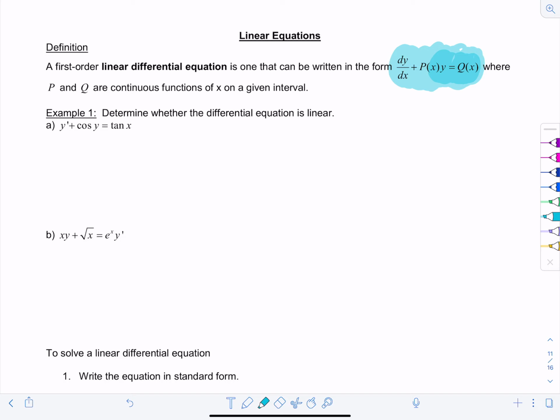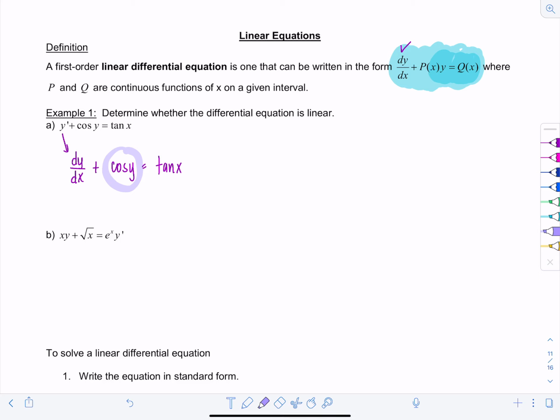Let's start off nice and easy. We're going to first determine whether or not the given differential equation is linear. So I have y prime plus cosine of y equals tangent of x. Let me rewrite this. This is dy/dx plus cosine of y equals tangent of x. So let's see, does it match this form? There's dy/dx. Do I have a function of x times y? No, I do not. I have a function of y. So already we have problems.